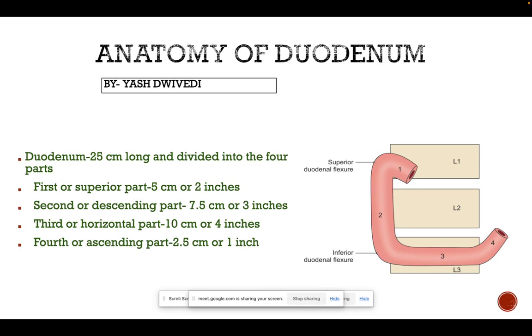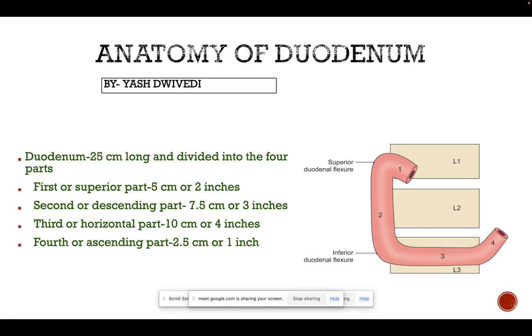Good afternoon, everyone. Today I'm discussing the anatomy of the duodenum. The duodenum is the shortest, widest, and the most fixed part of the small intestine. It starts at the pylorus of the stomach and ends at the duodenojejunal flexure. It is 25 centimeters long and divided into four parts. First or the superior part is 2 inches. Second or the descending part is 3 inches. Third or the horizontal part is 4 inches. And fourth or the ascending part is 1 inch.